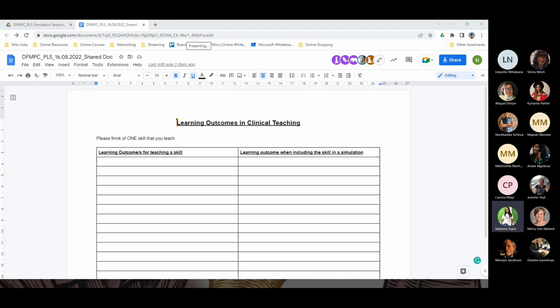I'll give you an example. If we want to teach a student how to measure the patient's pulse, a learning outcome could be the student needs to perform the skill of feeling the pulse, of documenting how to document a pulse, or how to describe a pulse. So that type of objective. I hope I'm making sense. If I'm not, please just shout.